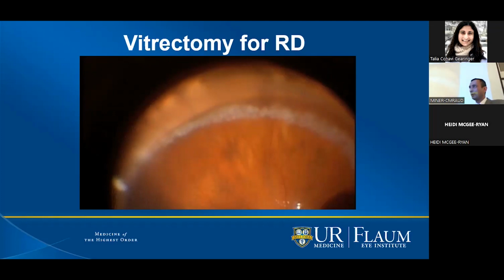If it's an oil bubble, the body doesn't reabsorb it, so you have to go back in 2 months, 3 months, 6 months, whenever, and remove the oil bubble. And of course, with the gas bubble, one of the biggest worries is that if you go to a higher altitude or go flying, the gas can expand and patients will end up having severe elevations in intraocular pressure, which could potentially be blinding.